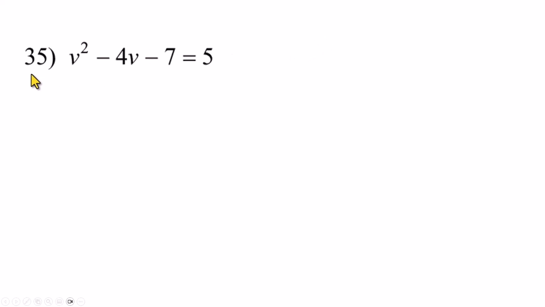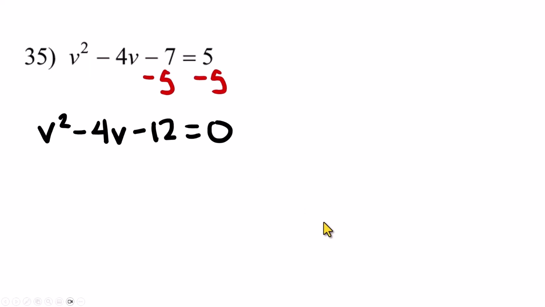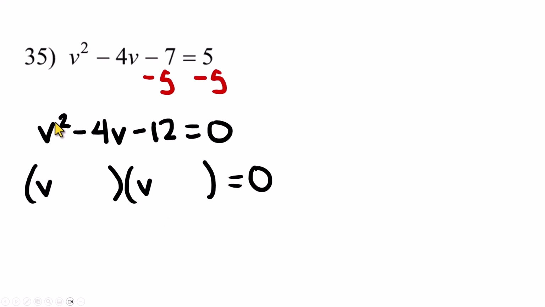We're going to do the same thing, but the twist with this one is that this is not a 0. So I have to subtract that from both sides first. And I end up with v squared minus 4v minus 12 equals 0. I'm going to try factoring that in my head. I know I need a v and a v. That's how you get the v squared. 12. I need it to multiply to 12, but be 4 apart. So this would be 6 and 2.